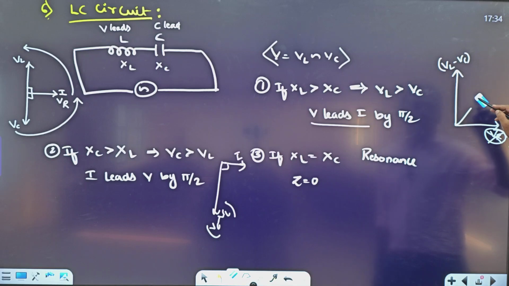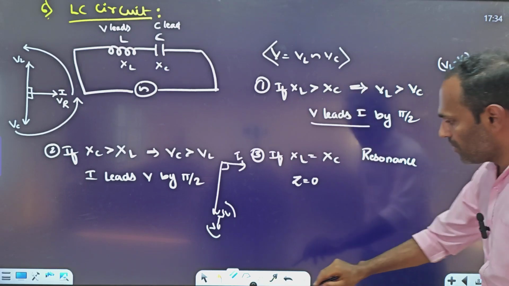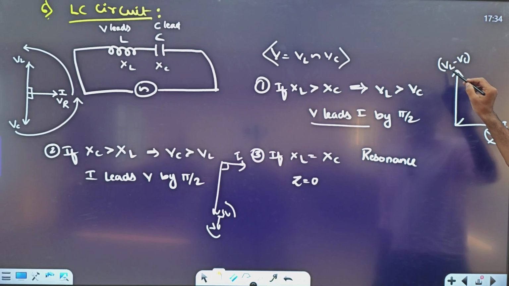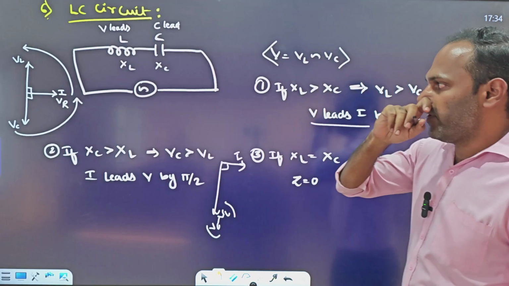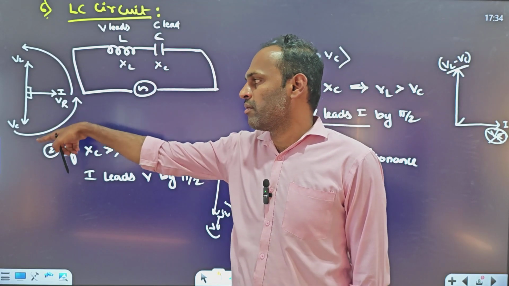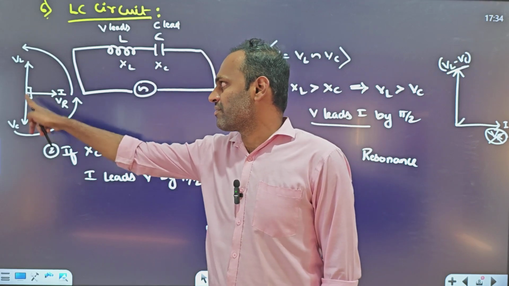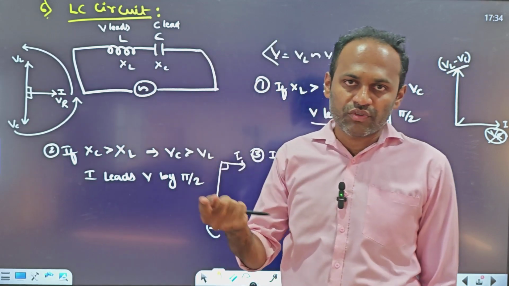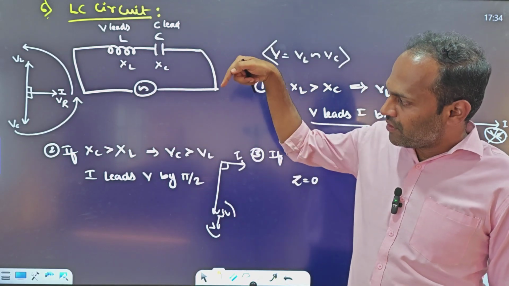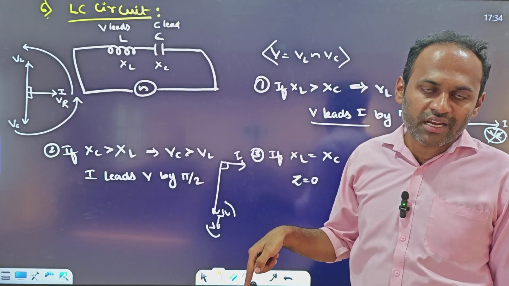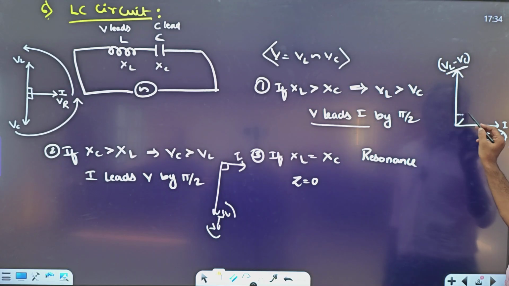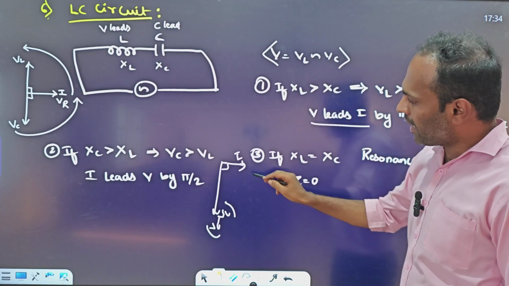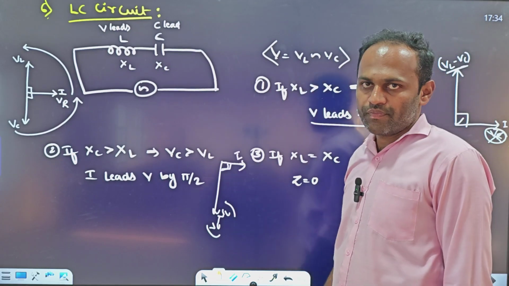So here you will not get resultant here, because resultant of voltages here is VL minus VC. The two voltages, VL and VC, are in opposite directions. So if VL is greater, resultant will be in the direction of VL minus VC, right? And if VC is greater, resultant will be in the direction of VC minus VL. Current will always be in X direction. So the phase difference is 90 degree here also, and the phase difference is 90 degree here also, correct?